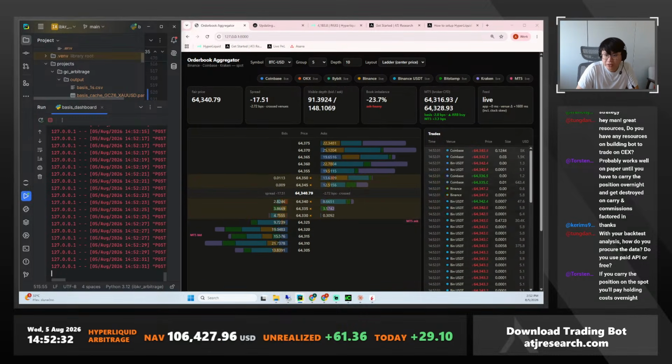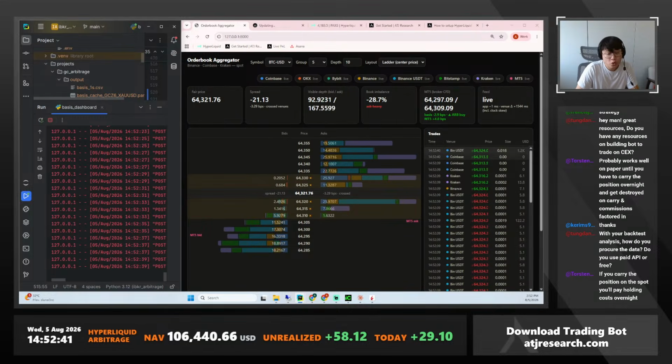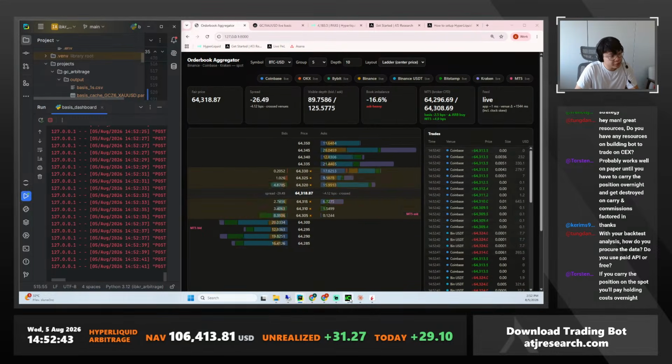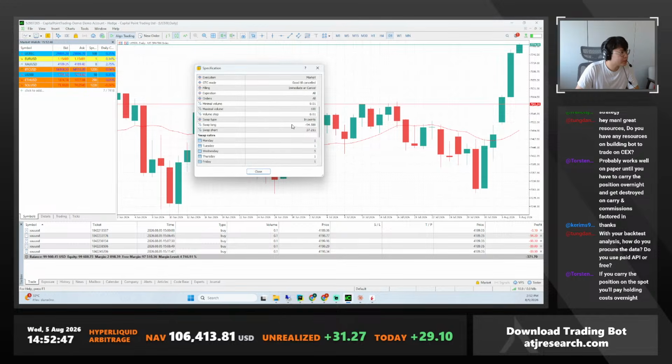Pro works well on paper until you have to carry the position overnight and get destroyed, and carry commissions factored in. If you carry a position on the spot, you'll pay holding costs overnight. Yes, that's correct. Or you will make money on the spot, right? Because if you trade XAUUSD, the swap short is 37 points, right? So you'll make money if you hold a short position.